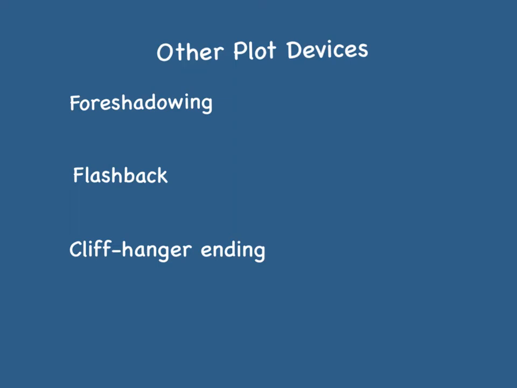Another plot device used often is flashback. Flashback is when the narrator or a main character remembers something that happened in the past, and the narrative turns to an event that happened in the past. It almost interrupts the story and sort of takes over what's going on.